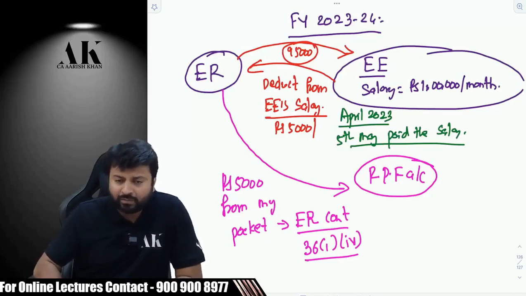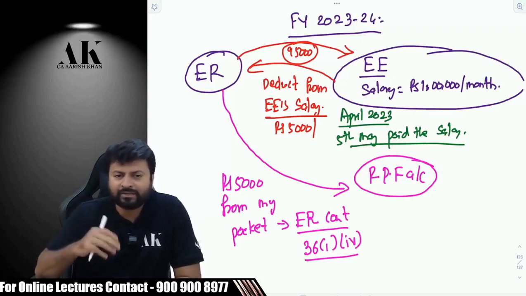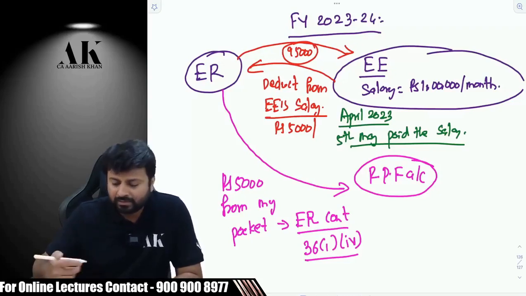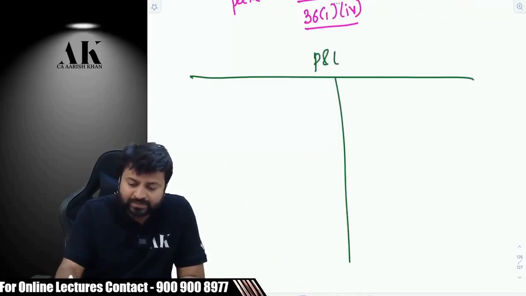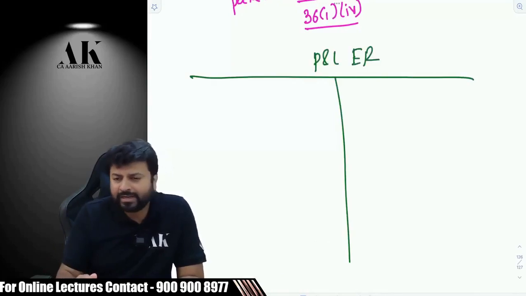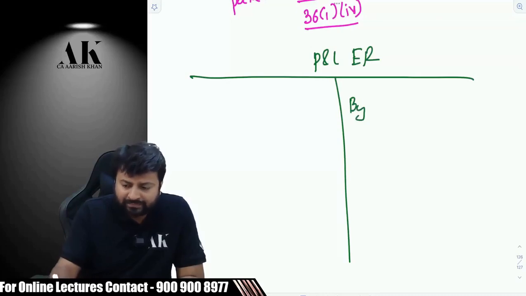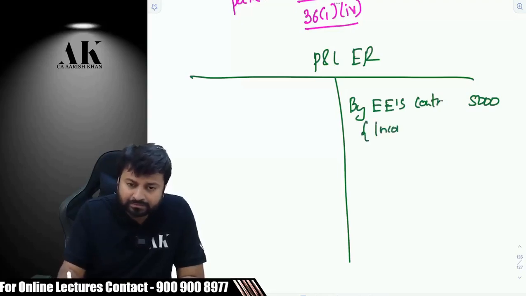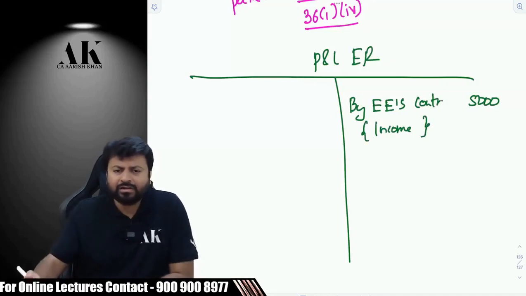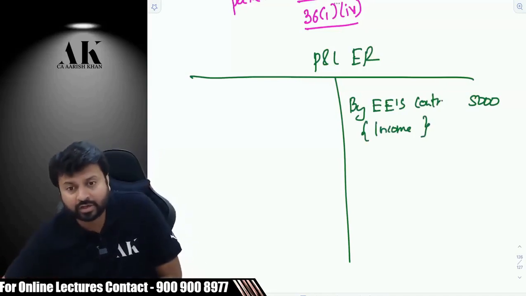Yes, sir. So now what the government says, a very important provision. Can I say on 5th May, the employer has deducted 5,000 rupees from the employee's salary? Yes, sir. So the government says, listen carefully, suppose this is the P&L of the employer. On which date am I deducting 5,000 rupees? On 5th of May. The government says that the 5,000 rupees which you have deducted from the employee's salary, that employee's contribution to provident fund, is your income now.